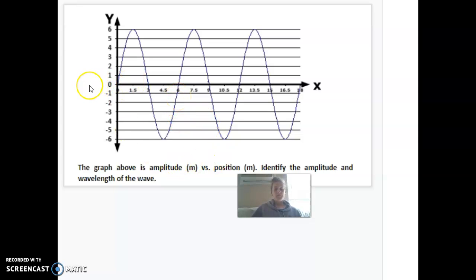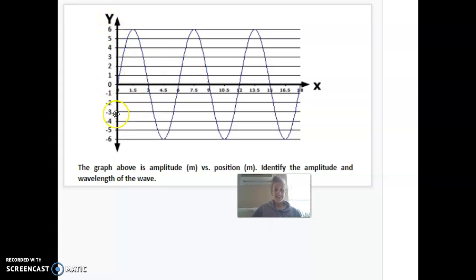Amplitude is the measure from the resting position, so in this case the x-axis, to the highest position or to the lowest position. So the amplitude is at maximum displacement. So on here, that is also 6 meters. So we've got 6 meters this way and 6 meters this way.